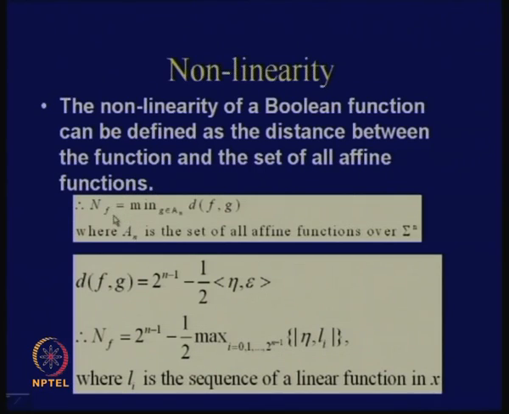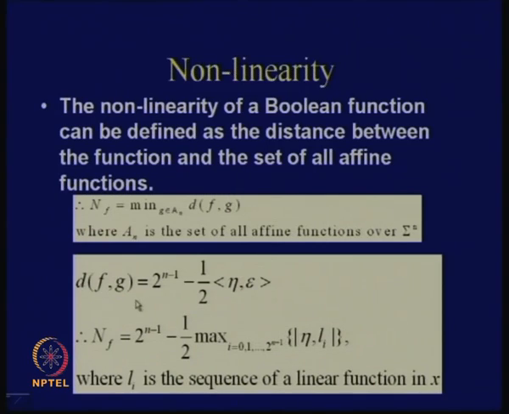So, you see that nf is equal to the minimum of d(f, g), where g belongs to An, where An is the set of all affine functions over sigma n. So, sigma n means over n, an alphabet which is formed using n particular symbols. So, forget the notation, but the idea is as simple as that.